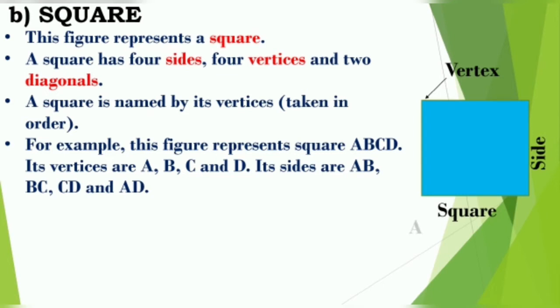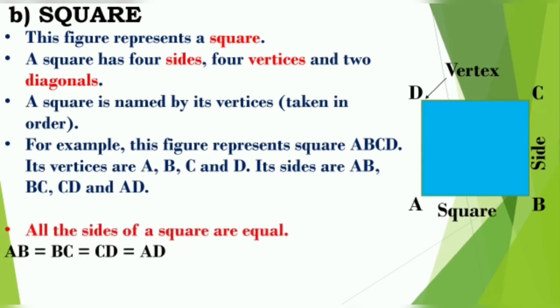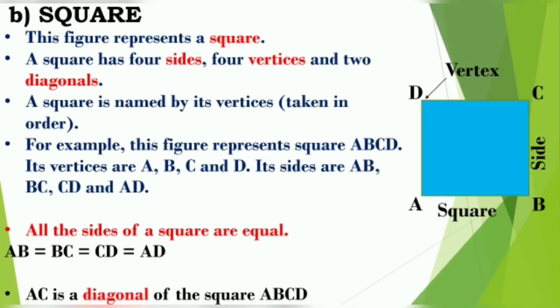Its vertices are A, B, C, and D. Its sides are AB, BC, CD, and AD. All the sides of a square are equal. AB is equal to BC, is equal to CD, is equal to AD. AC is a diagonal of the square ABCD.